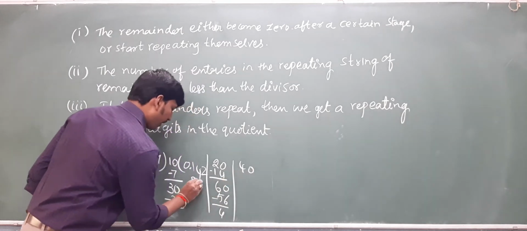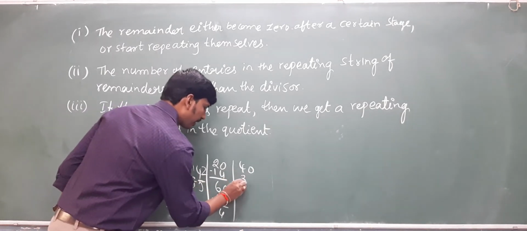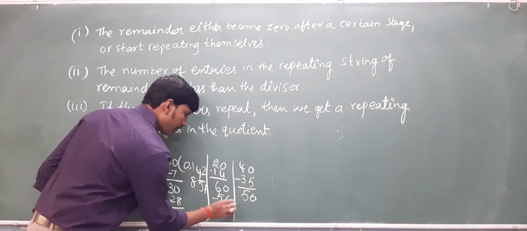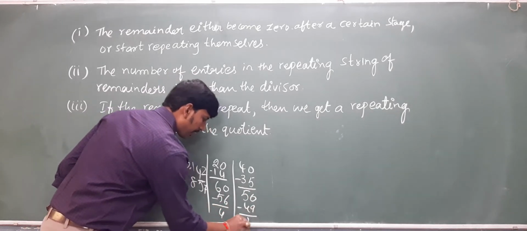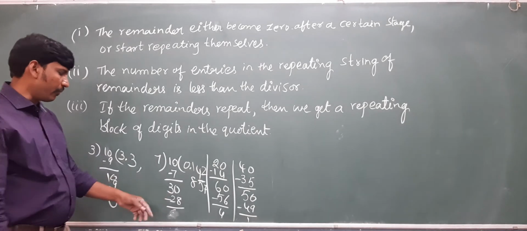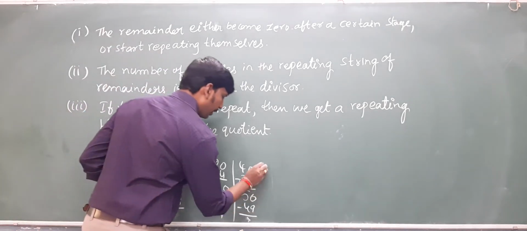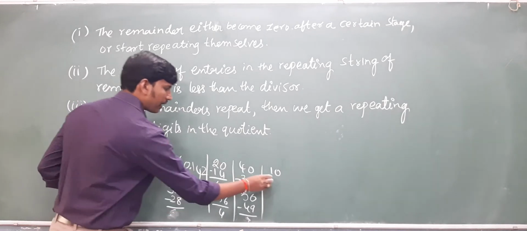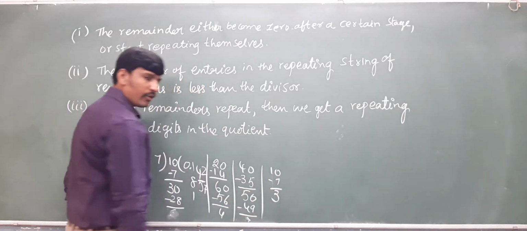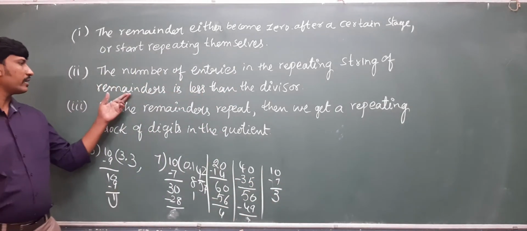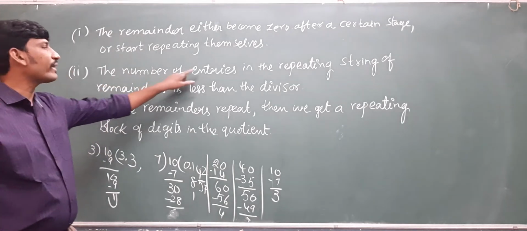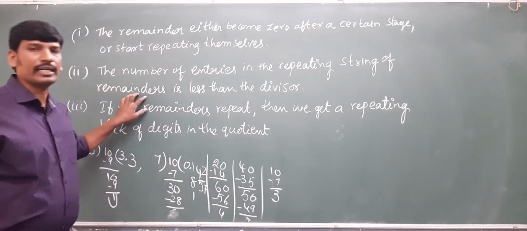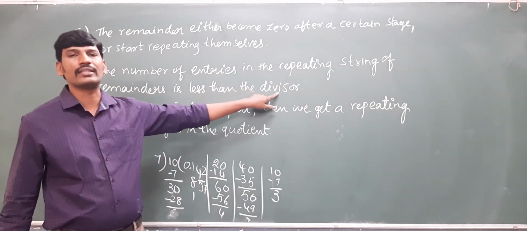So when you divide this, 7 5s are 35. Again 5 is the remainder, 50. 7 7s are 49. Again 1 is the remainder. Clear? Again if you keep 1, it means 1 only. So if you keep 1 here, again 7 1s are 7. Again the remainder is 3. Now if you observe in this case, the number of entries in the repeating string of remainders is less than the divisor.